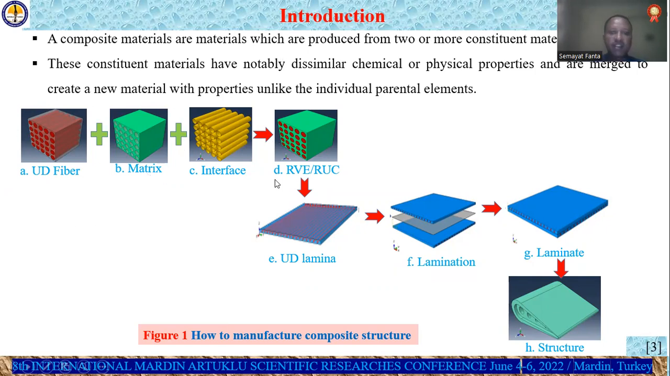So the combination of these materials will give us either a representative volume element or the representative unit cell of the material. And then the unit cell or the representative volume element gives us the unidirectional lamina. As we see here, the fibers are oriented in one direction only, so we call it UD composite. So it is based on the fiber orientation. When the fibers are oriented in multiple directions, it cannot be UD.